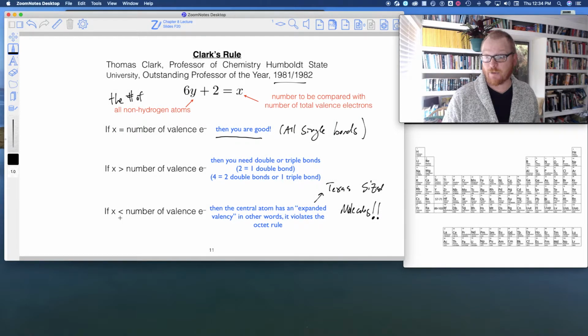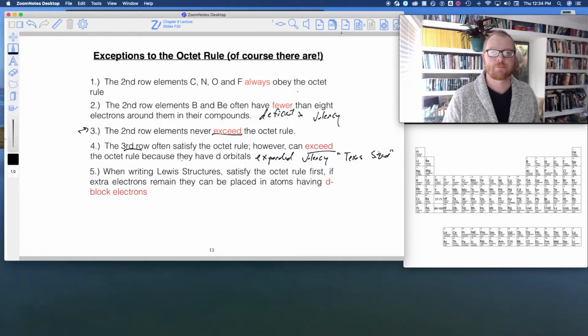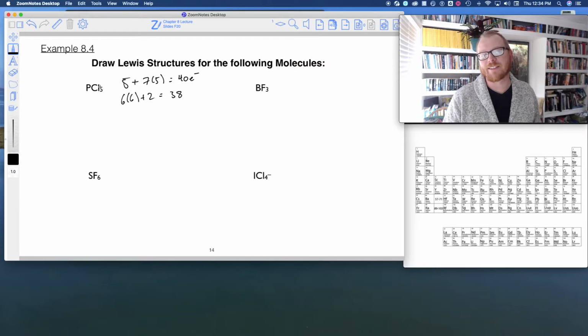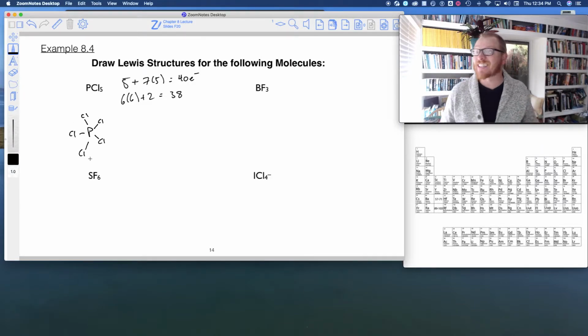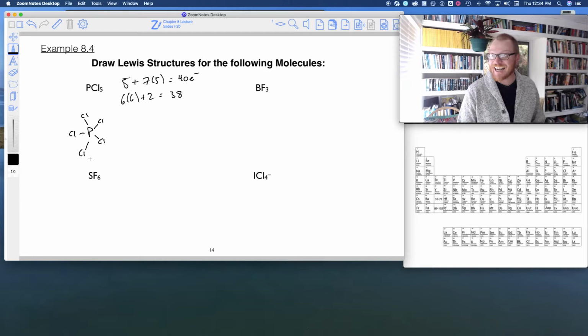If X is less than the number of valence electrons, expanded valency. And we can see that because this is a phosphorus with five chlorines. So phosphorus has the higher bonding capacity, and I've got five chlorines to put around this thing. So my phosphorus is Texas-sized. It can take 10. It has 10 electrons. But let's count them up: 2, 4, 6, 8, 10 out of my 40.